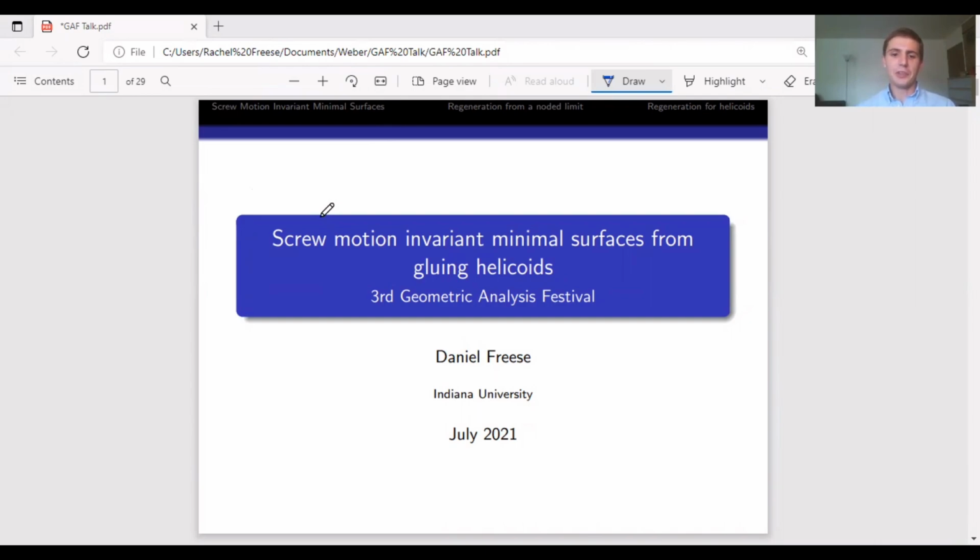Hopefully you caught my introduction, but if not, this slide has all the important information, I guess. Long title, but hopefully by the time we're done, you'll have an idea of what gluing helicoids to make screw-motion invariant minimal surfaces actually means. So strap in, it's going to be fun.